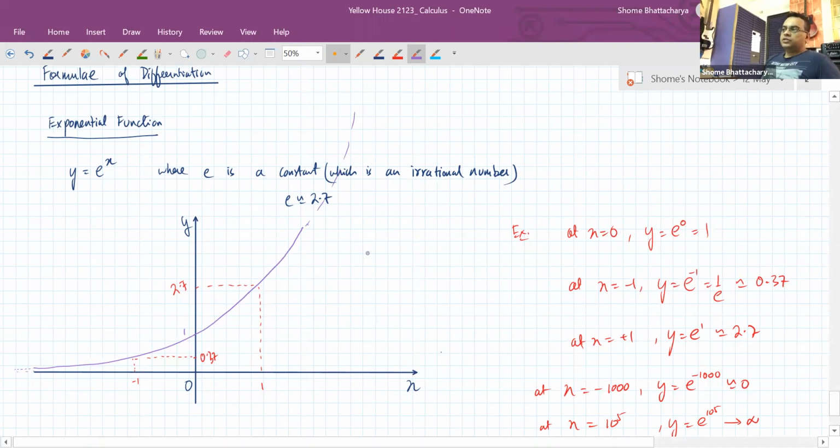Okay. So just take this down. Then we'll discuss the derivative of this function, which has a very interesting property, which makes it a very unique and important function in physics applications.